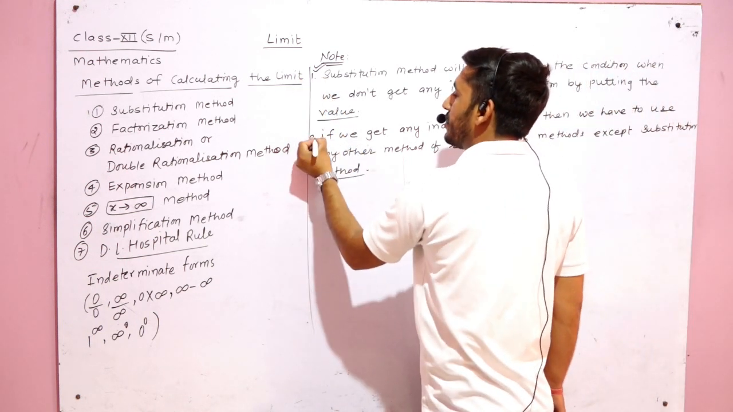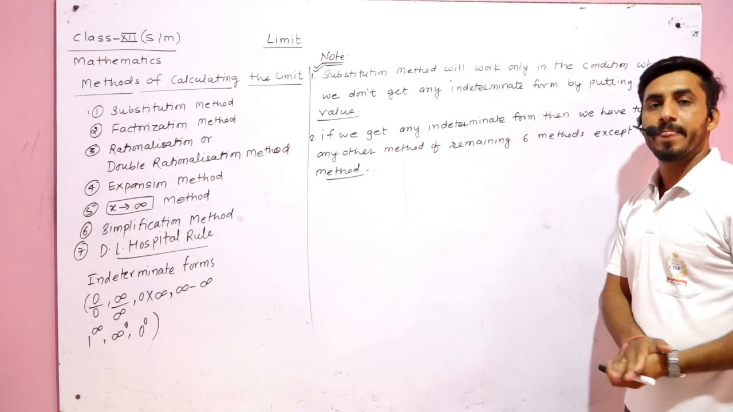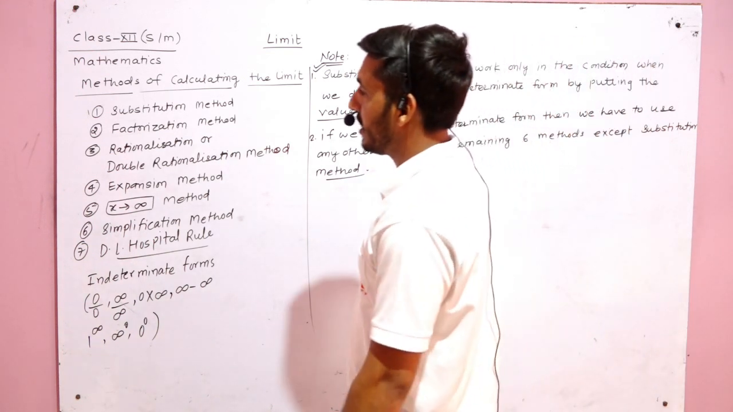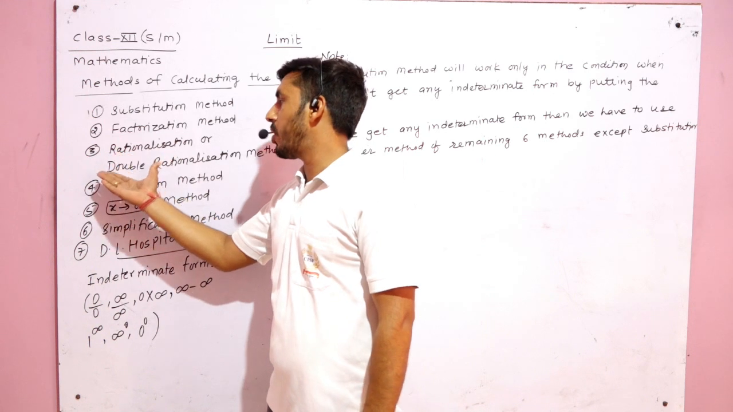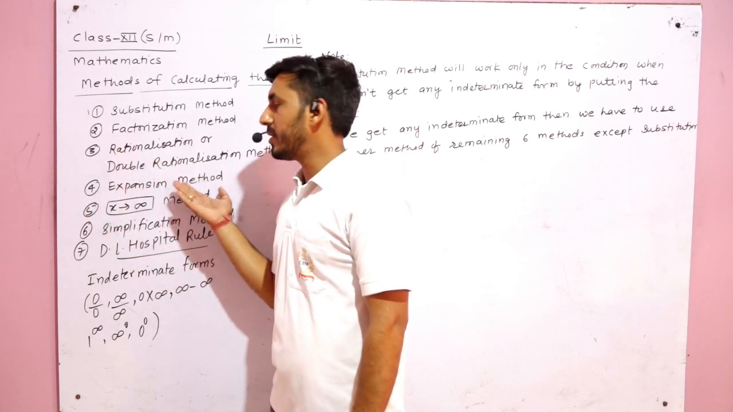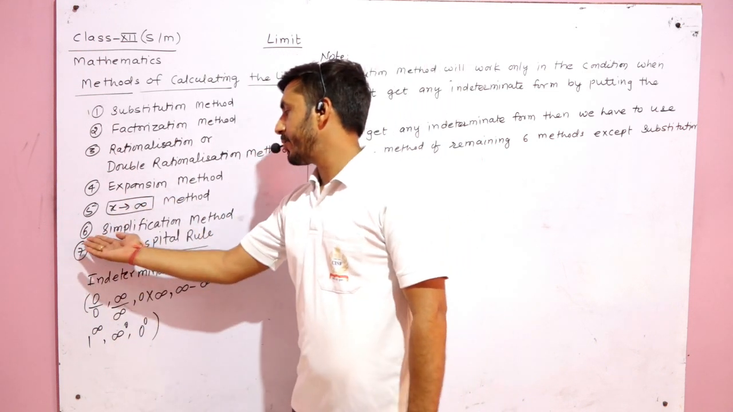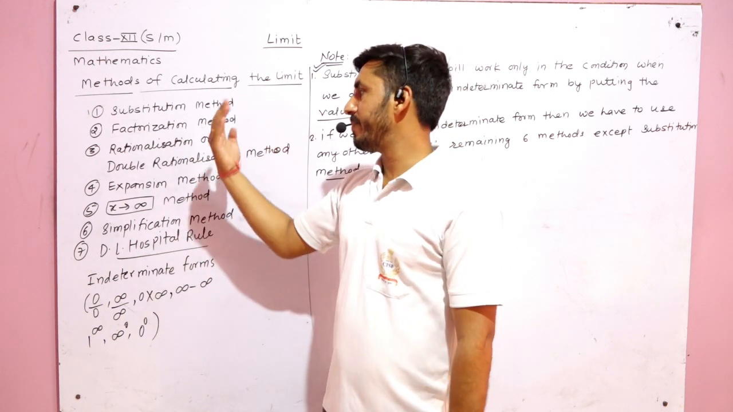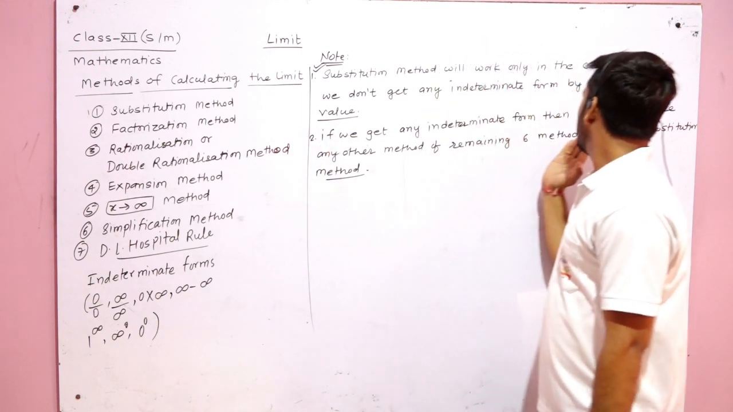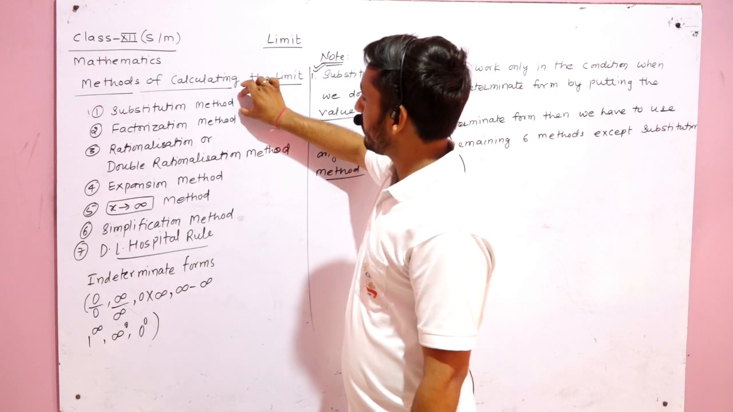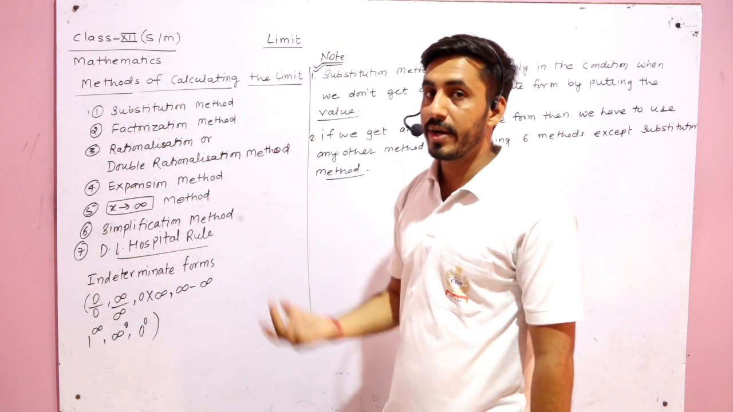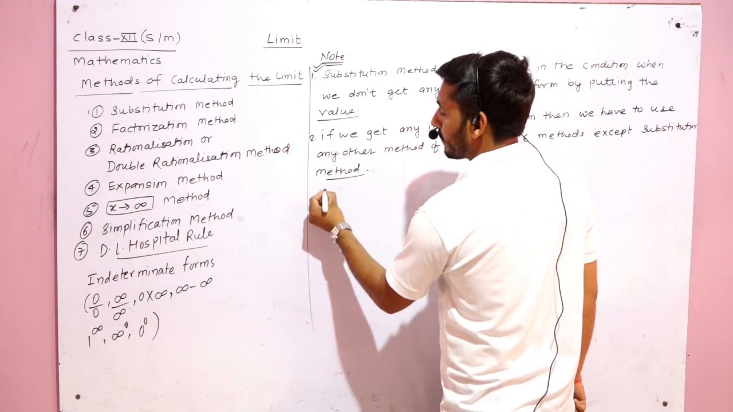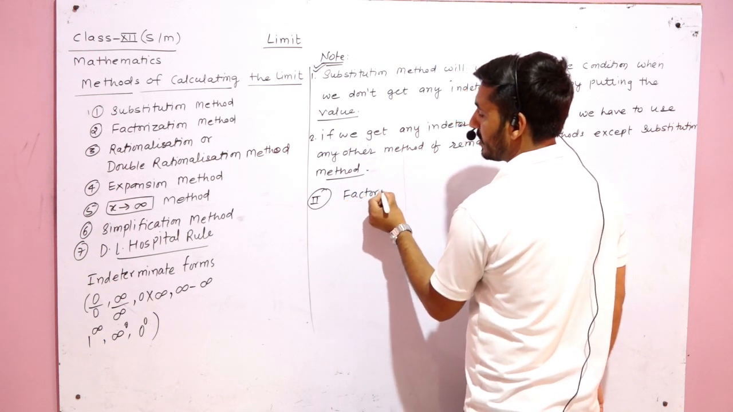This is the first point and this is the second point. If we get any indeterminate form by substitution method, then we have to use any other method. It means we can use factorization method, rationalization or double rationalization method, expansion method, x tends to infinity method, simplification method, or L'Hospital rule, any method except substitution method. It means if this method fails in the condition when we get an indeterminate form, then we will use another method. Then we have to discuss the second method, factorization method.